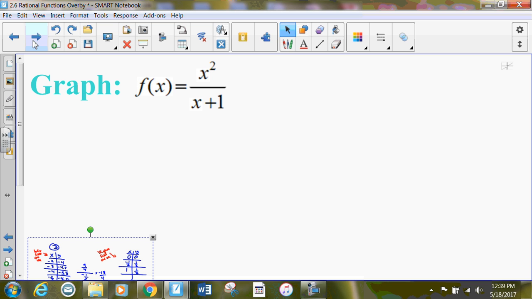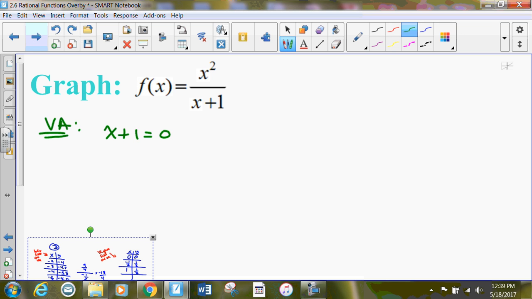All right, let's look at another rational function. We're going to go ahead and start the same way with our vertical asymptote. To find the vertical asymptote, we will set the denominator equal to 0 and solve for x. So it looks like we have a vertical asymptote at x equals -1.